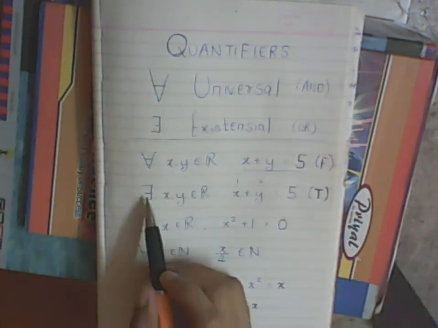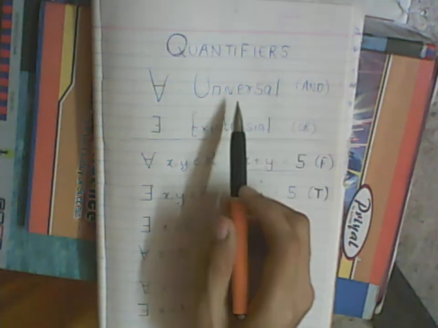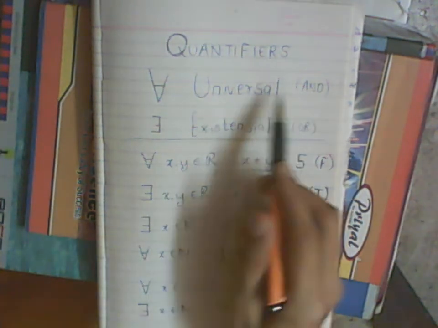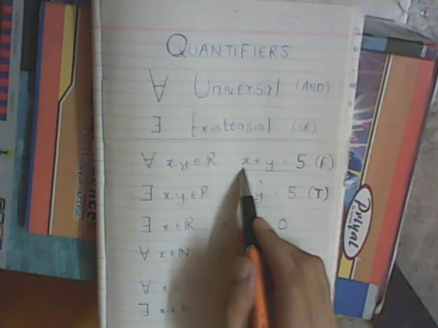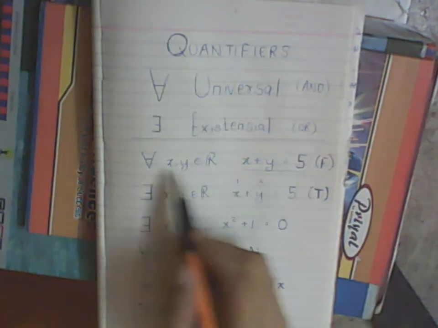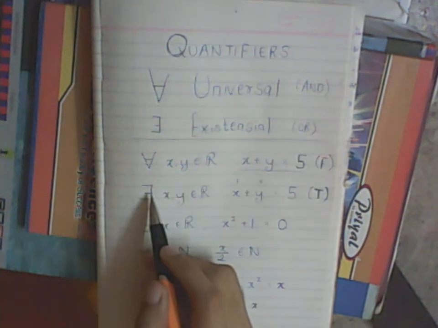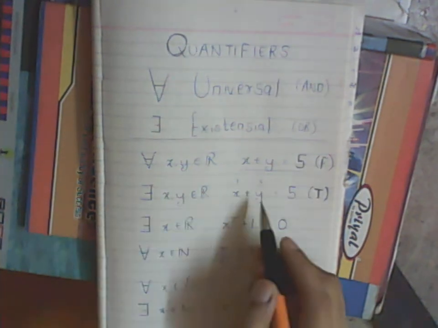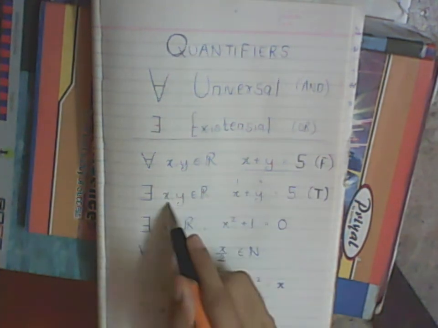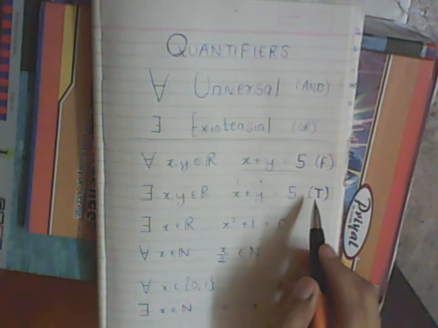I hope you understand. You can compare this with the "or" and the "and" statements that we studied in the last video. If the open sentence is true for all possibilities, only then it's true. Otherwise, if in any case it's false, then the whole statement becomes false. On the other hand, the existential quantifier says that if you have at least one possibility where it's true, then that whole statement is true.